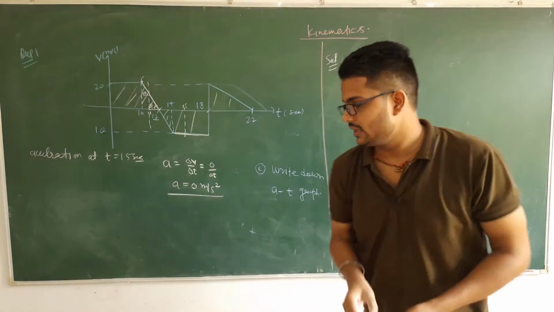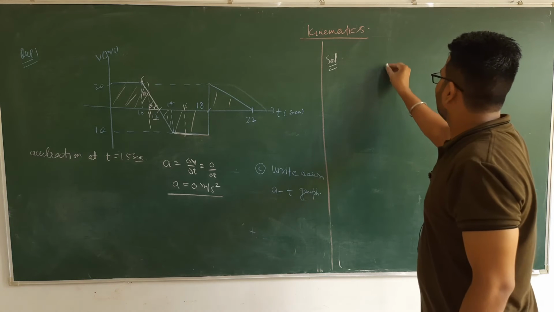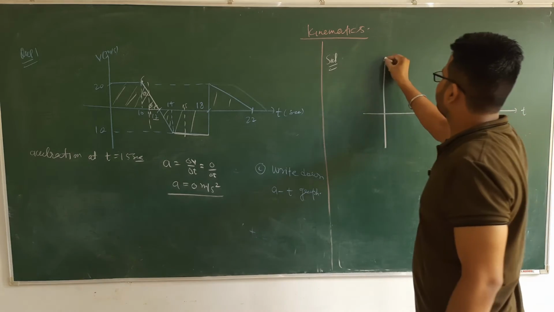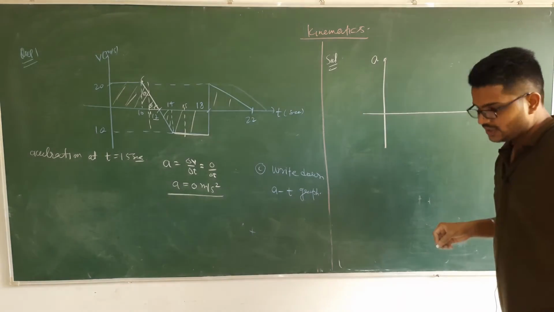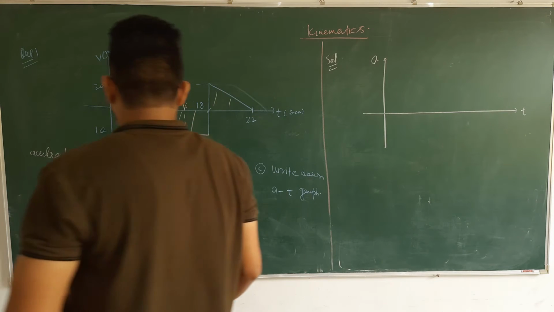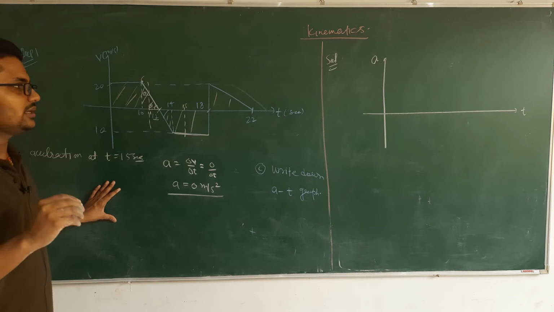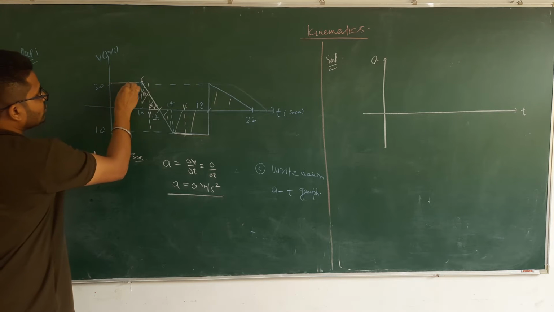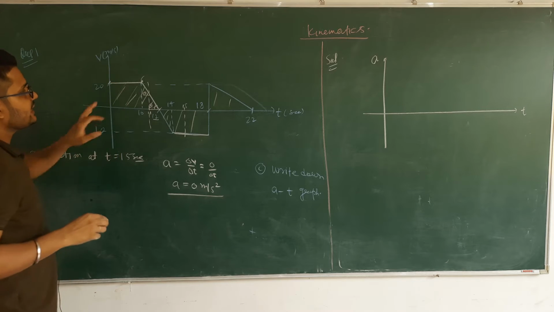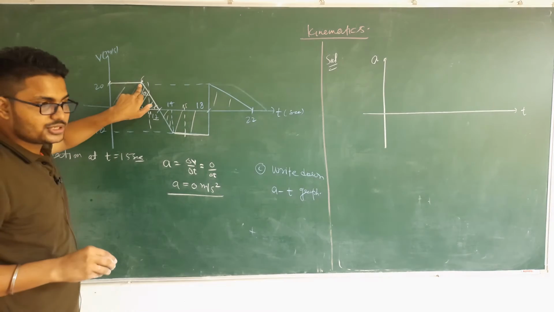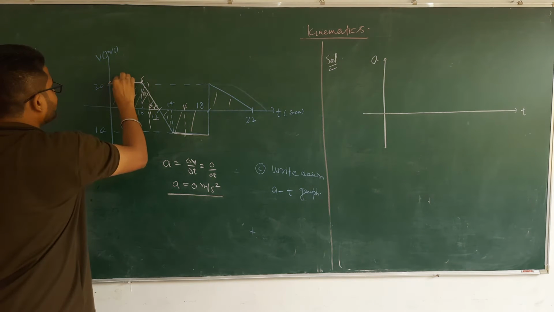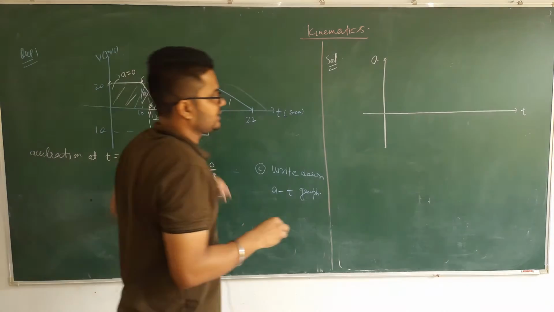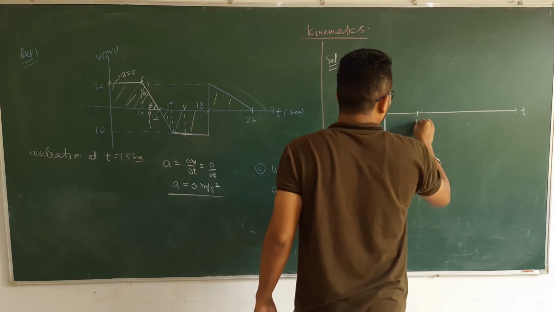So what will be the AT graph? First of all, make it: this is T and this one will be the A. Here, calculate acceleration within each time period. What will be the acceleration from 0 to 10 seconds? The velocity graph is constant, so the acceleration between 0 and 10 seconds is 0.